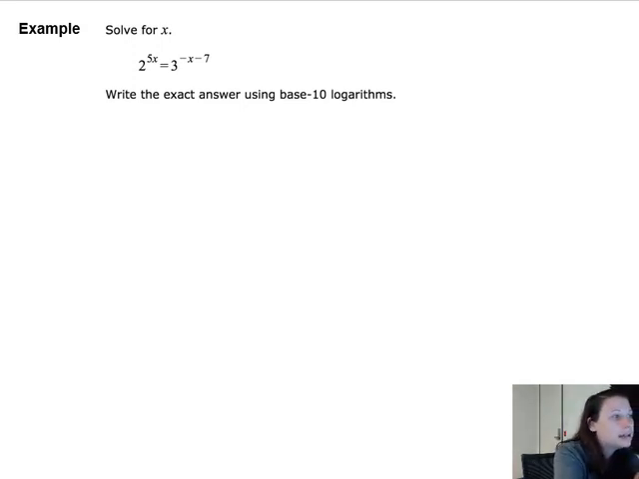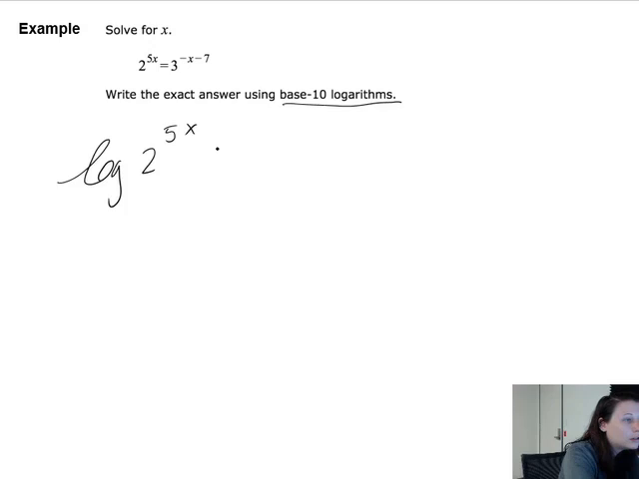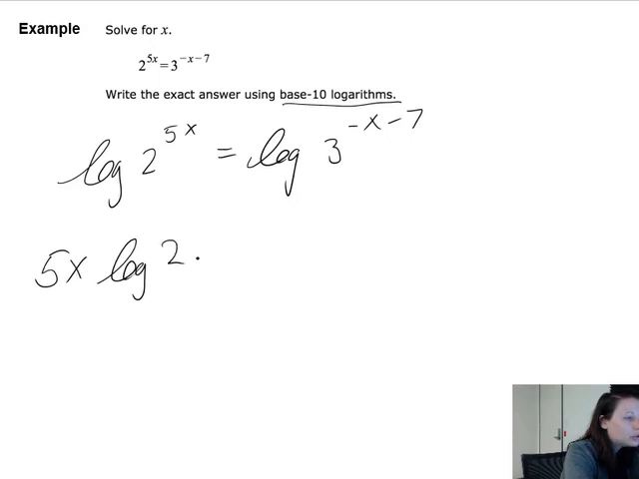So this one is kind of gross because they are different bases and they're not something we can rewrite in the same way, in the same base. So that means we have to use log rules, right? Well, we want to use base 10 logarithms. That's okay. We can do that. Just take log of both sides. Then we can use the exponent multiplication rule, right? So we have 5x times log of 2 is equal to -x minus 7 times log of 3.